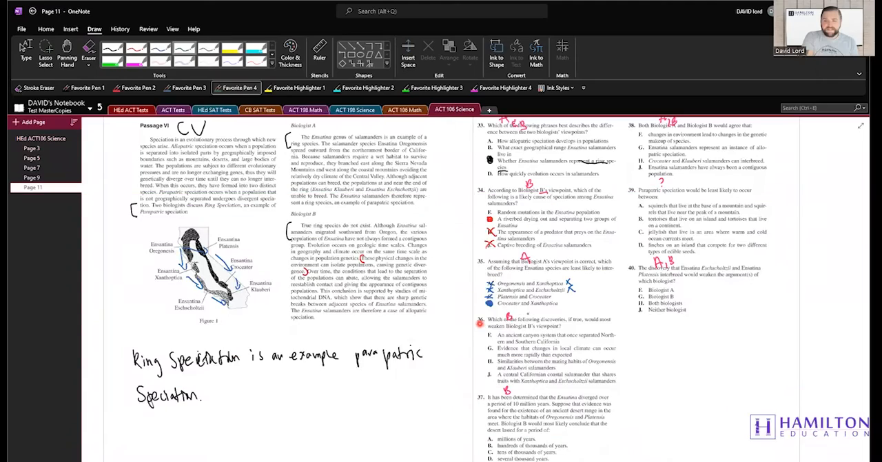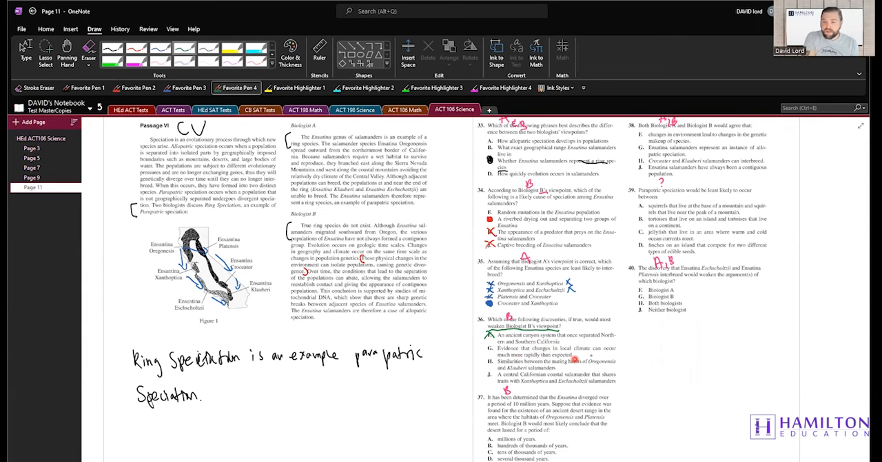Question number 36. Which of the following discoveries, if true, must weaken biologist B's viewpoint? So we want something that counters their argument. So I'd probably say something that supports the idea of ring species existing is what we should look for. So an ancient canyon system that once separated the northern and southern California. Well, they said that if there was separation, it would cause the species to separate. So finding something that separates the species, especially from north and south, would actually support their answer. So we can eliminate F.